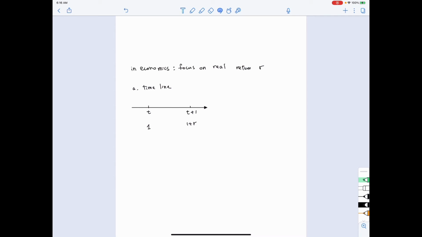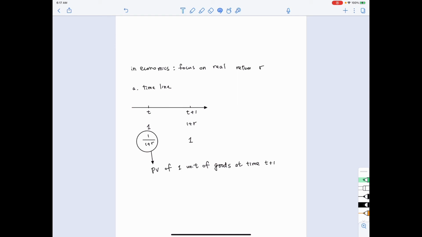So here, we want to ask, if we want to get 1 apple after 1 period, how many apples do we need to put in the bank such that 1 period later we will be able to get a complete 1 apple? It turns out that we need to put in 1 over 1 plus r in the bank, and then 1 period later, we are going to receive 1 apple. So this 1 over 1 plus r is the present value, back at date t, of 1 unit of good at time t plus 1.